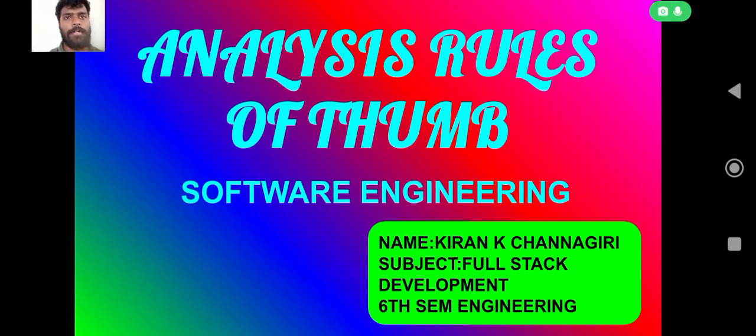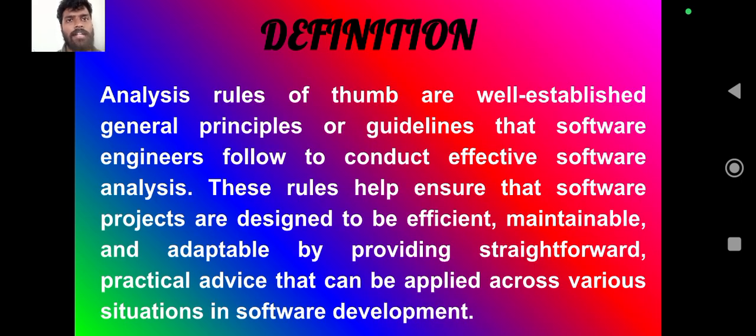Today we will learn about analysis rules of thumb, which is a concept in software engineering. First, let's see the definition. Analysis rules of thumb are well established general principles or guidelines that software engineers must follow to conduct effective software analysis. The meaning of this is that analysis rules of thumb are the principles that are followed by the engineers in order for the effective software analysis.